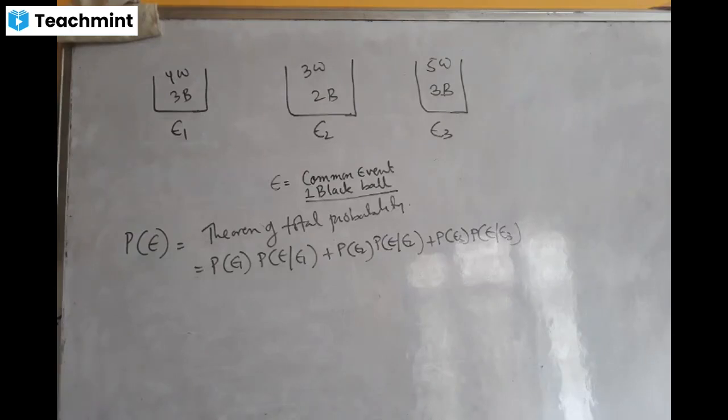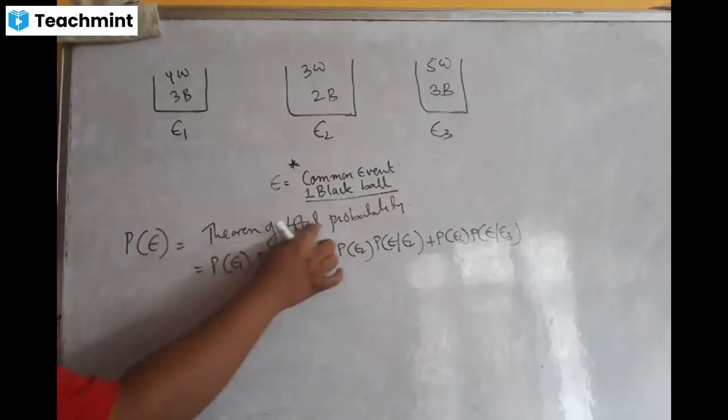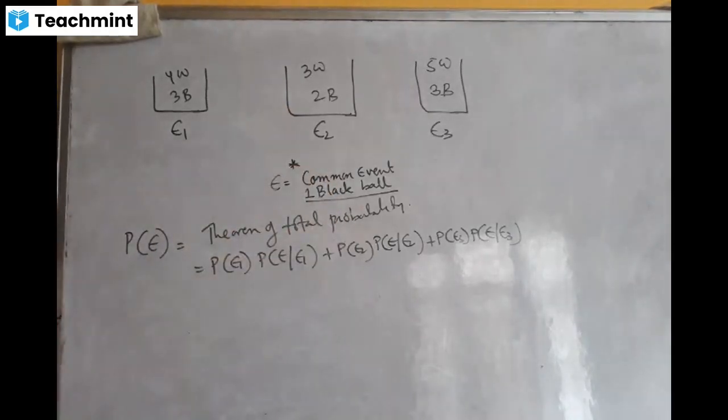So if they ask you what is the probability of drawing a black ball, that means they are asking us to find the probability of the common event. So that is what is called the theorem of total probability. Is that clear? So I'll help you solve this also.